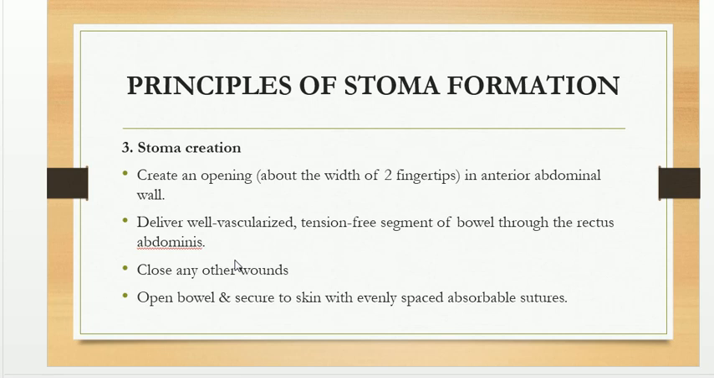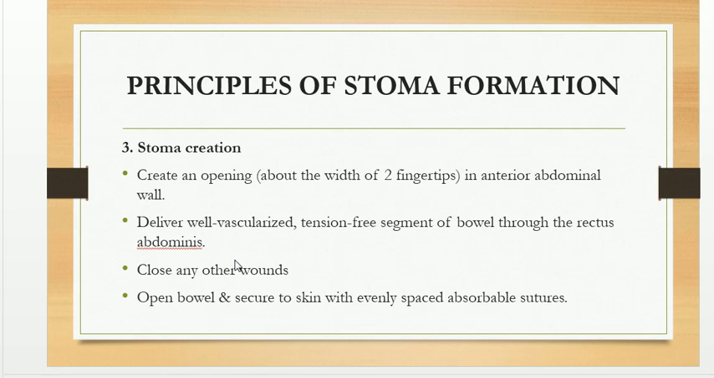Another important thing is that whichever part of the gut, small or large intestine, is brought out, it should be well vascularized, and while bringing it outside through that opening, it should be tension free. Otherwise it will become ischemic and gangrenous. Before opening, close any other wounds. For example, before we open the gut in stoma formation, we close the laparotomy wound or any other wound we have made on the abdominal wall.